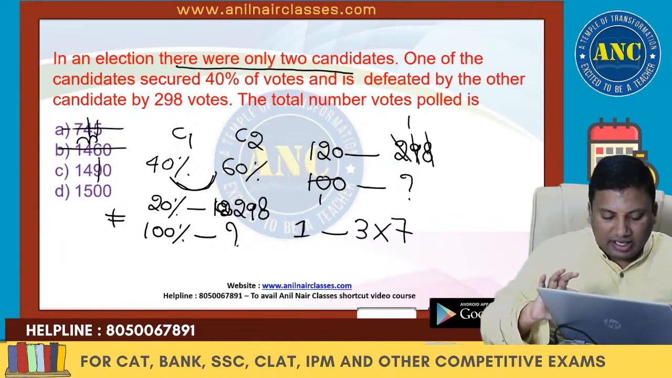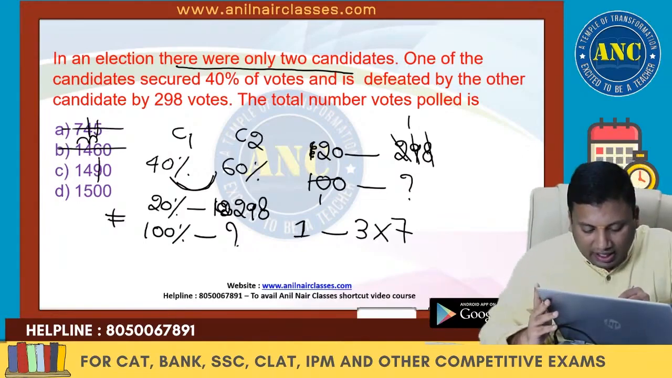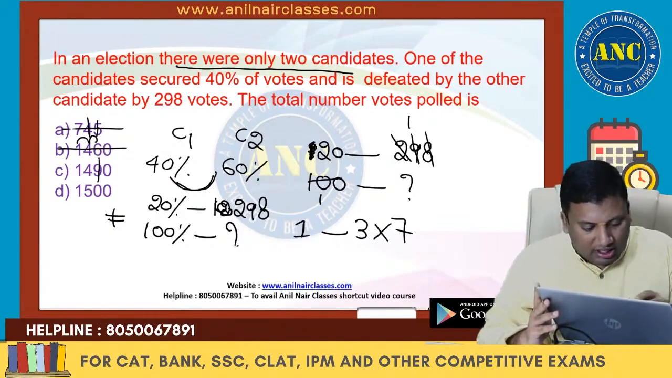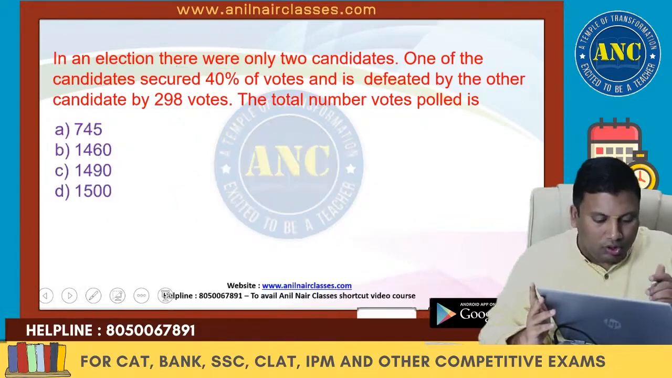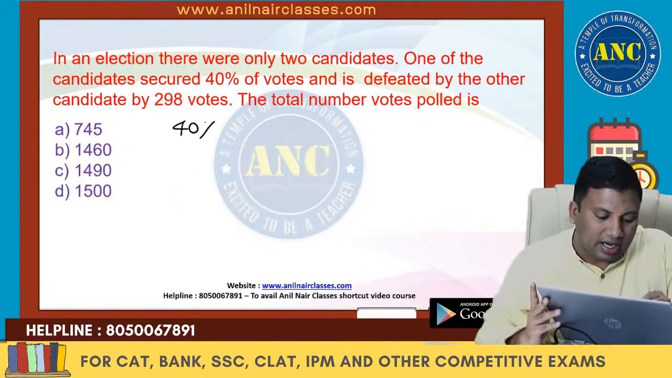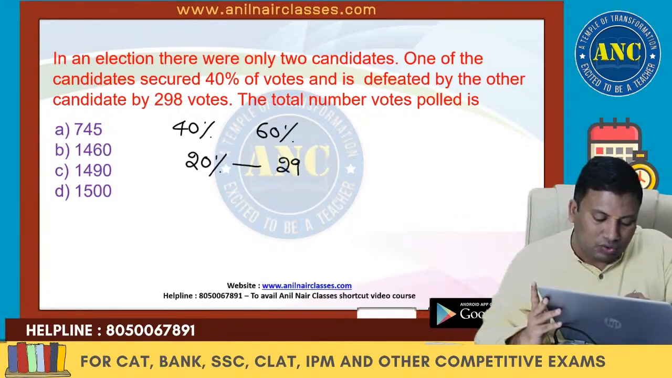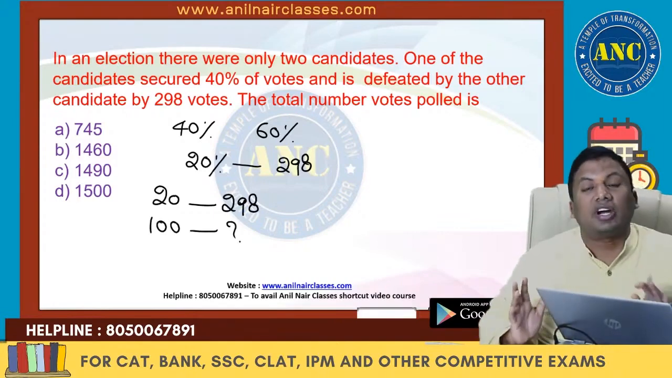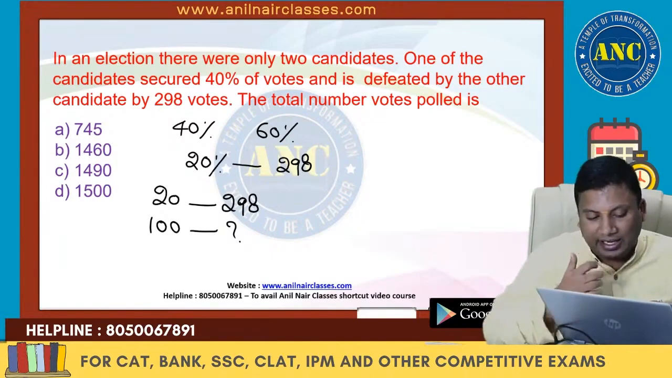2 plus 8, it is 10, right? The difference is 298. So these are nothing but a 1 minute task, sir. Don't make this kind of silly mistake. Read the question. Candidate 1 has 40%, candidate 2 has 60%, and the difference in the votes is given as 20%, which is 298. So 20 is giving you 298. 100 will give you how much? Instead of 40 and 60, the values can be complicated.